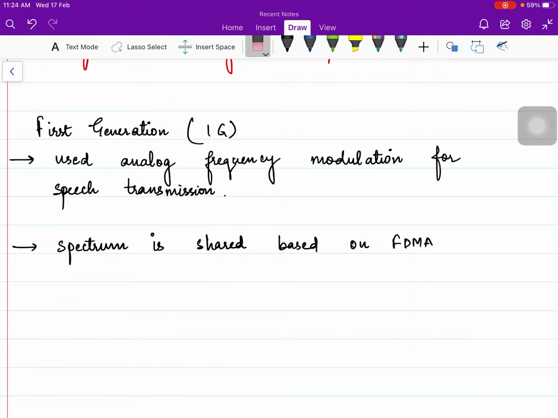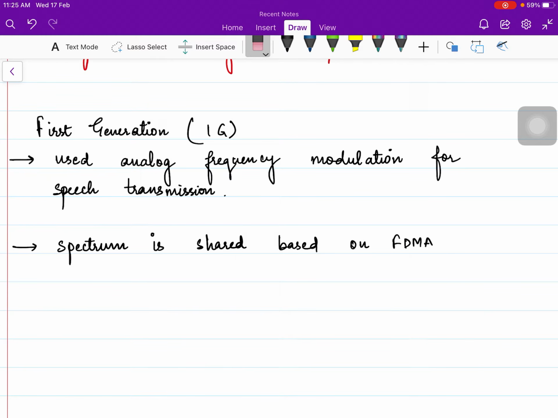Then the third point that should come into our mind whenever the word first generation comes is the sharing technique. As there are multiple users in each standard who will want speech transmission, we need to divide the spectrum. So the spectrum has to be shared, and that sharing is based on the FDMA technique in the case of the first generation.